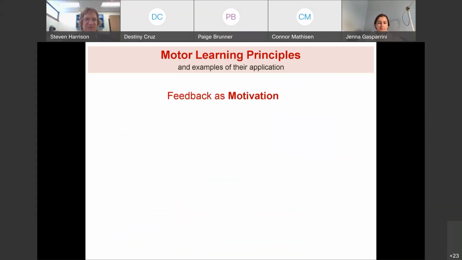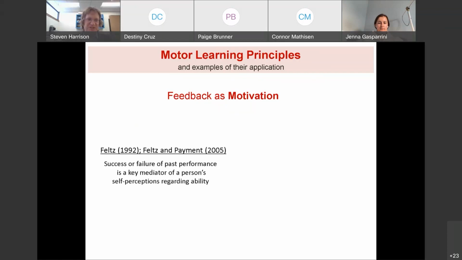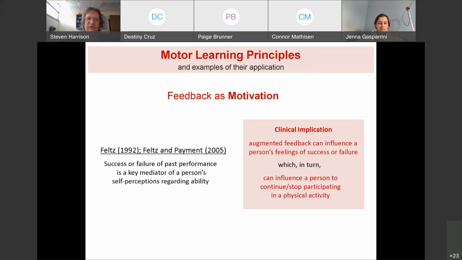Okay, so next we've got feedback as motivation, and here we've got some research that has highlighted the fact that the success or failure of a past performance is going to be a key mediator of a person's self-perceptions regarding their own ability. So your experiences of positive or negative outcomes is going to impact your self-perception regarding your own ability.